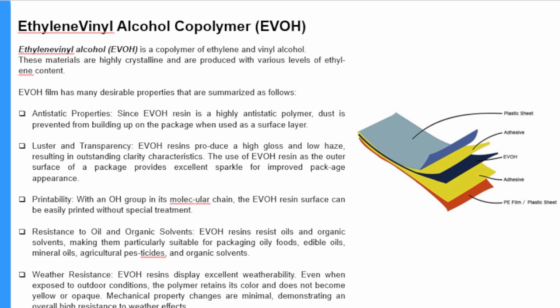Printability: with an OH group in its molecular chain, the EVOH resin surface can be easily printed without special treatment. Resistance to oil and organic solvents: EVOH resins resist oil and organic solvents, making them particularly suitable for packaging oily foods, edible oils, mineral oils, agricultural pesticides, and organic solvents.